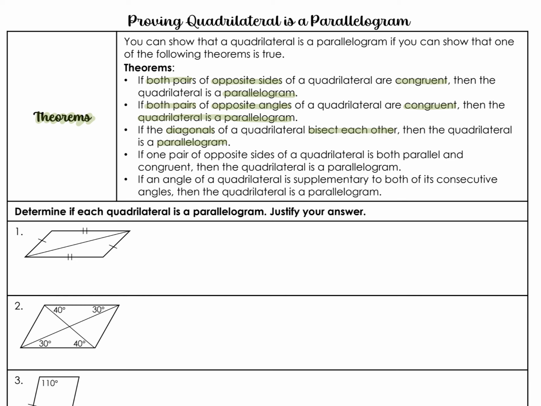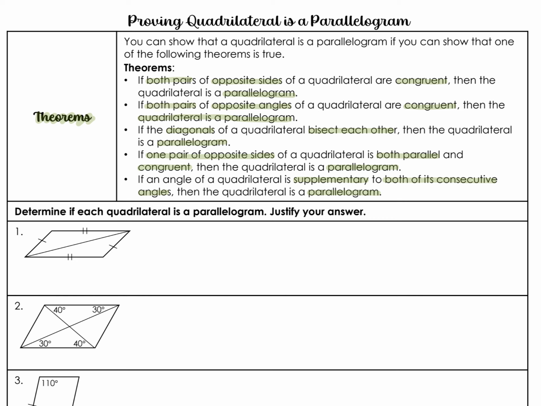Another theorem is if one pair of opposite sides of a quadrilateral are both parallel and congruent, then you can prove it's a parallelogram. And our last one, if an angle of a quadrilateral is supplementary to both of its consecutive angles, then it is a parallelogram.